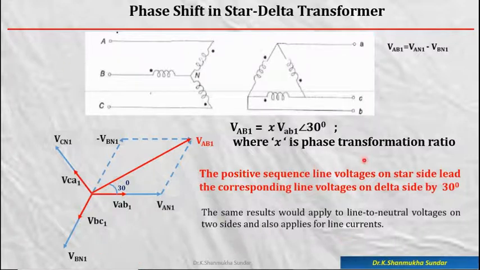So from the overall analysis we can say the positive sequence components of line voltages on star side lead the positive sequence line voltages on delta side by an angle of 30 degrees. That is the conclusion we have drawn here, and the equation will be represented in this form.